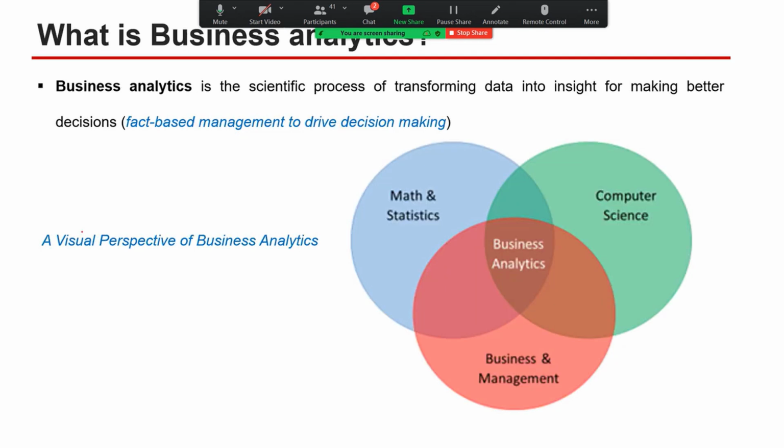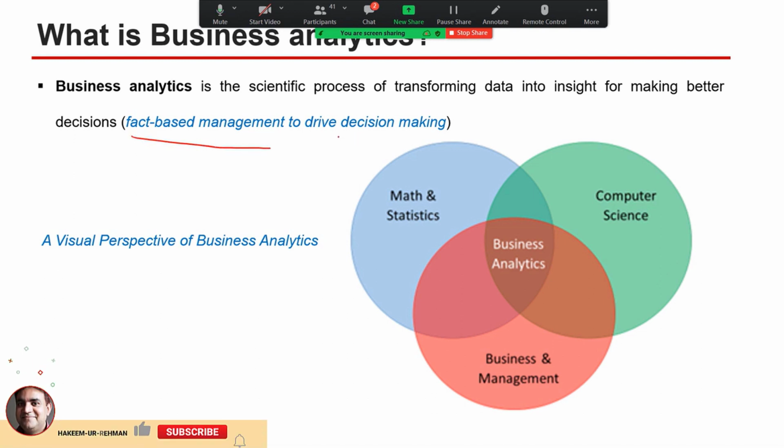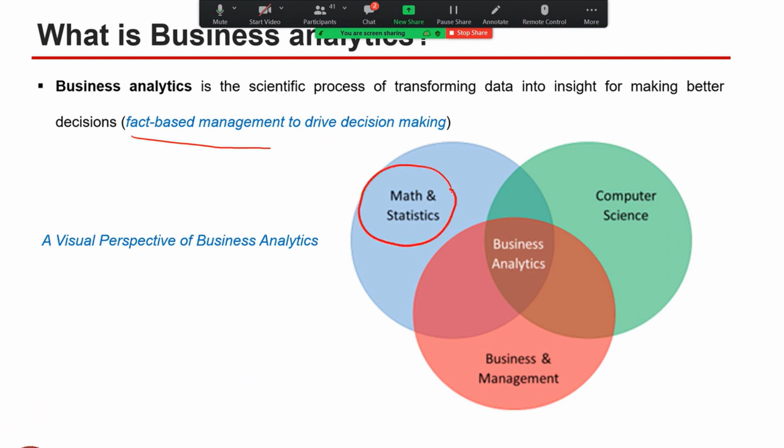As you might know, business analytics is basically talking about fact-based management. That means we have to take decisions based on facts and figures. So being a business analytics student, we should know some mathematics and statistical techniques. We should also have knowledge of computer science, and when we say computer science, we mean it from an analytics perspective.